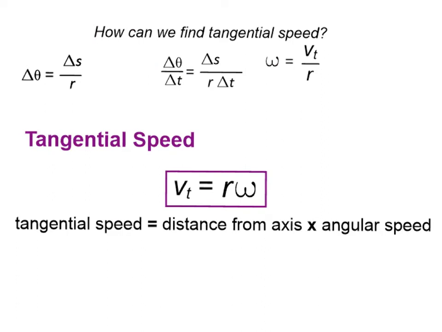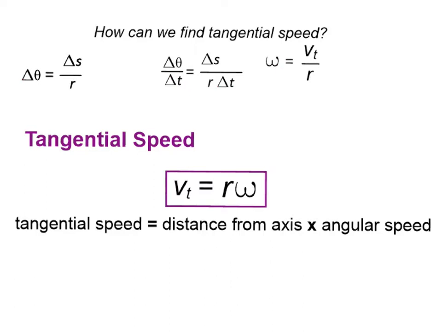So how can we calculate tangential speed? Well, let's take some things that we already know. We know the equation for angular displacement right here, and if we take that equation and divide both sides by the time it takes to travel the delta S distance, we end up with delta t on the bottom of both sides of the equation. This term should look very familiar to you. Change in angular displacement over change in time is our average angular speed. So we can substitute this in for that term.